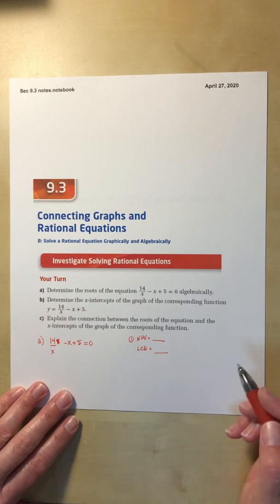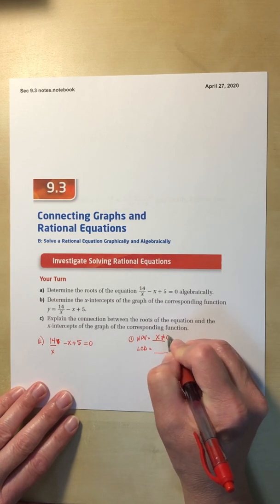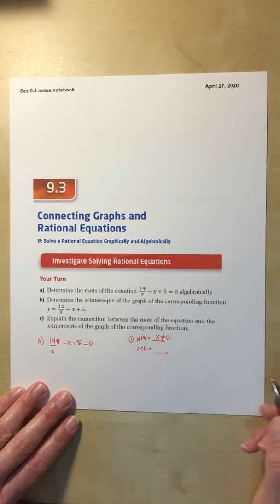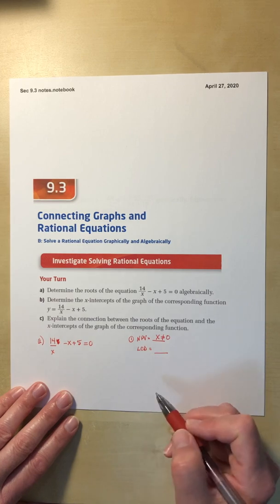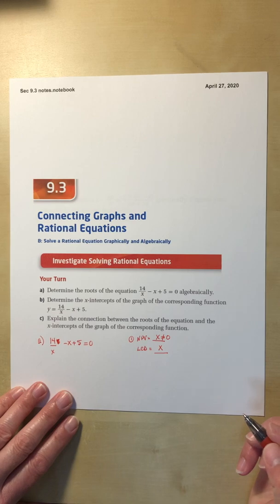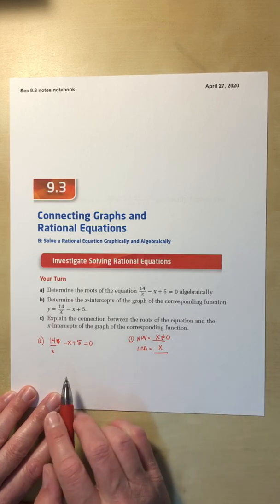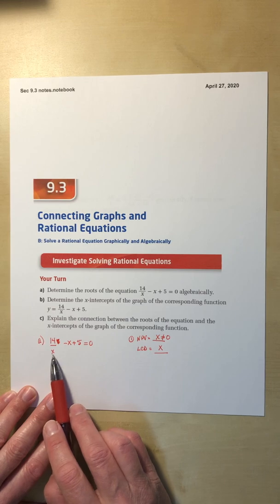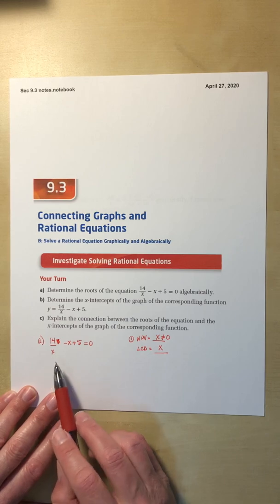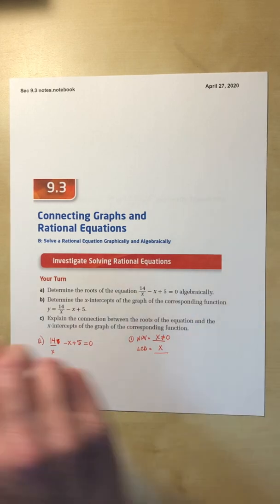So first things first, our non-permissible value, our denominator of x, can't equal 0. And how that ties to our lowest common denominator, that is the denominator, and so our lowest common denominator is simply x. What we're going to do in the case of solving rational equations is multiply to get rid of that denominator of x by multiplying every term in our equation by the lowest common denominator.